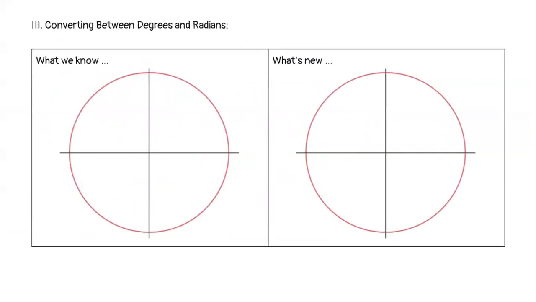What we know, all right? We know more or less what a degree looks like. And in fact, if I start with my initial side on the positive x-axis, I know that this is 0 degrees. I know this is 90 degrees. So if I wanted to draw something that was only 1 degree, maybe it would look something like this. In fact, it would probably be even smaller than this, right? But this is about 1 degree.